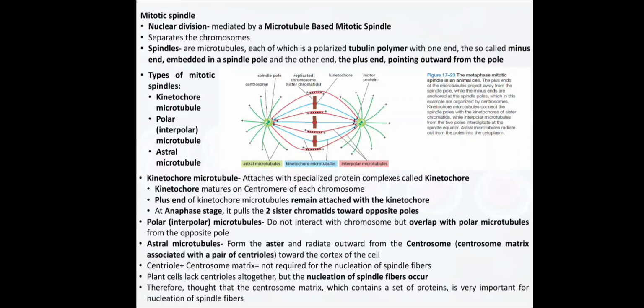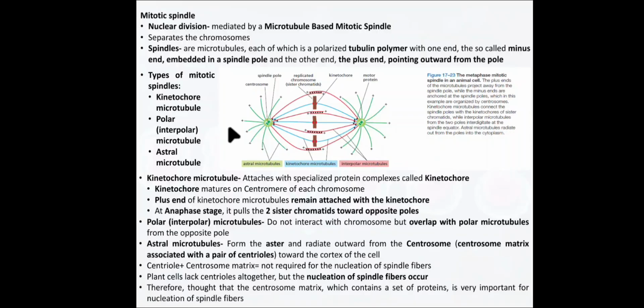Kinetochore microtubules attach with a specialized protein complex called the kinetochore. The plus ends of kinetochore microtubules remain attached with the kinetochore. At anaphase, they pull the two sister chromatids towards opposite poles. Polar microtubules do not interact with chromosomes but overlap with the polar microtubules from the opposite pole. Astral microtubules form an aster which radiates outwards towards the cortex from the centrosome, which is made up of centrosome matrix associated with a pair of centrioles.